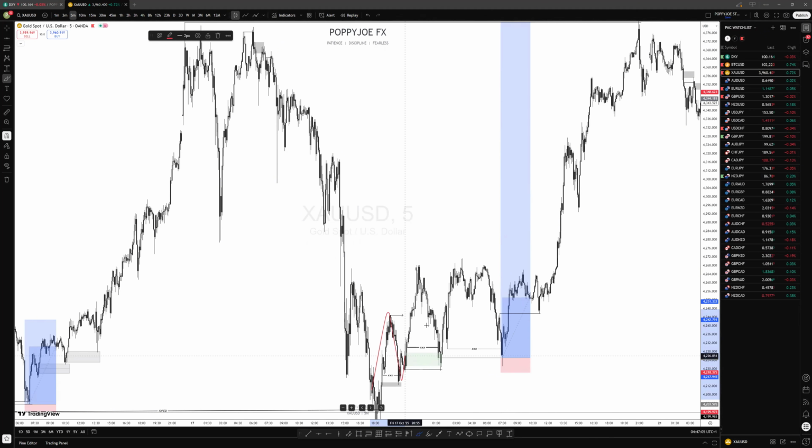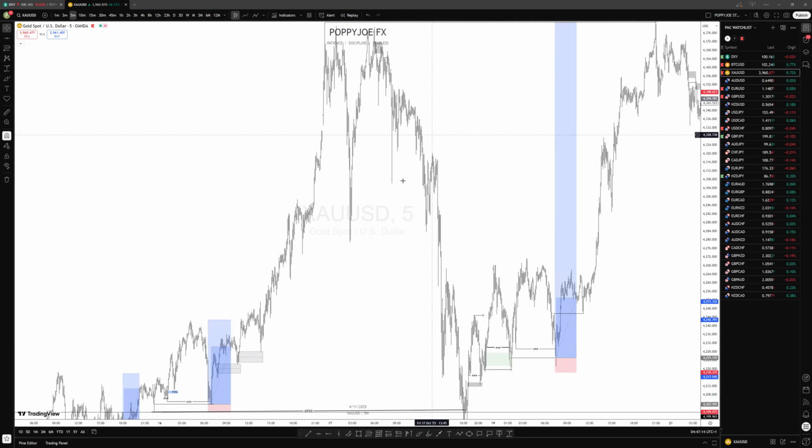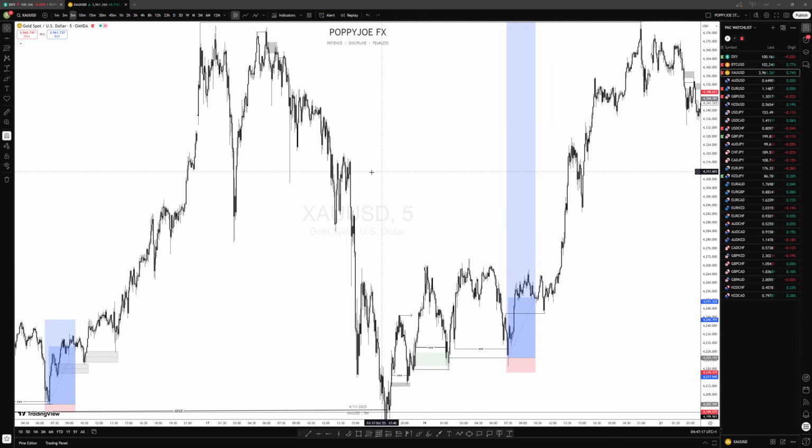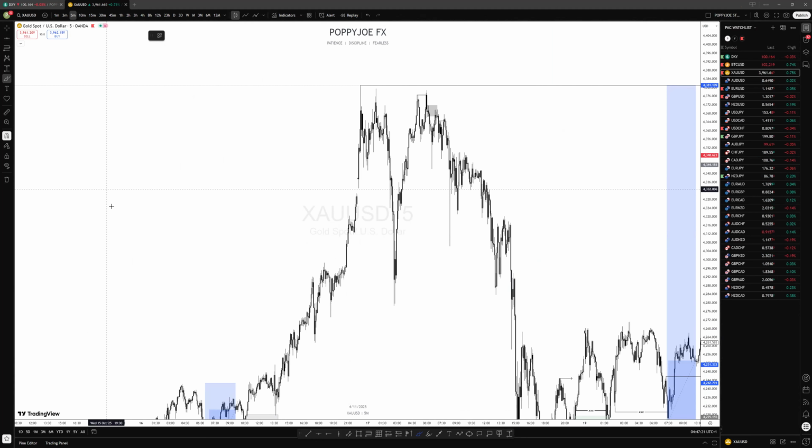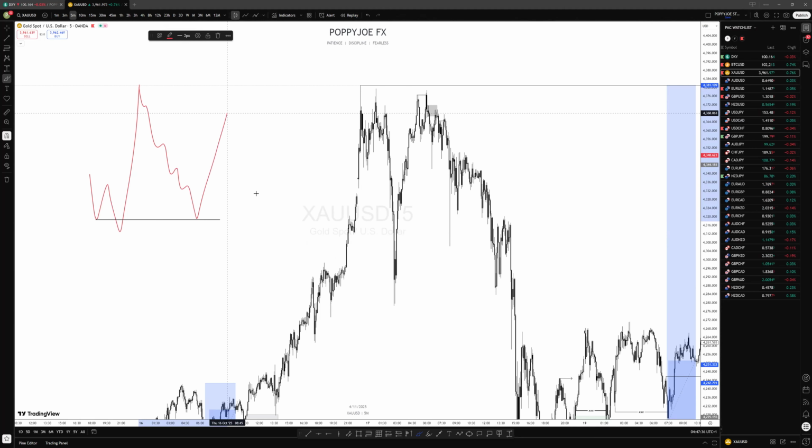You can see the other numerous entry opportunities, which I did not take advantage of until I saw a QML entry. And what do we call a QML entry? That's why I said you must learn different entry models. This is an example of a QML entry. The QML is this level here. The entry will be taken anytime price comes back to that same level to go back up. So this is what we call QML.